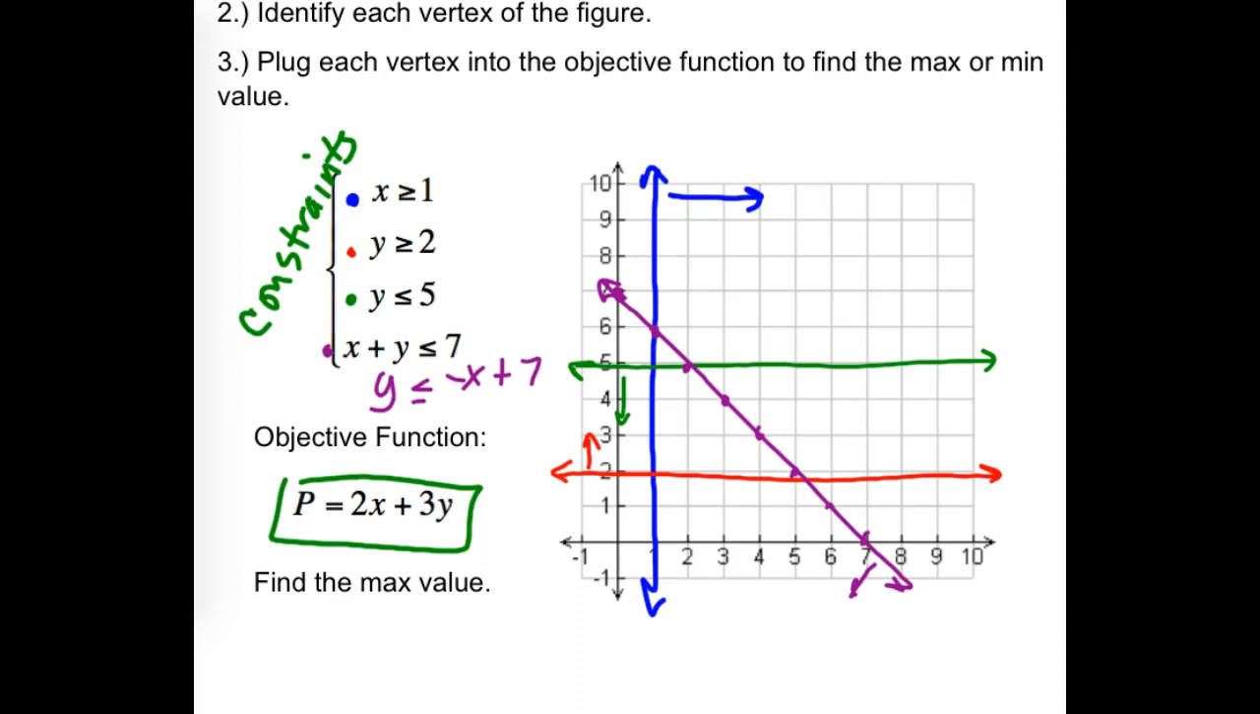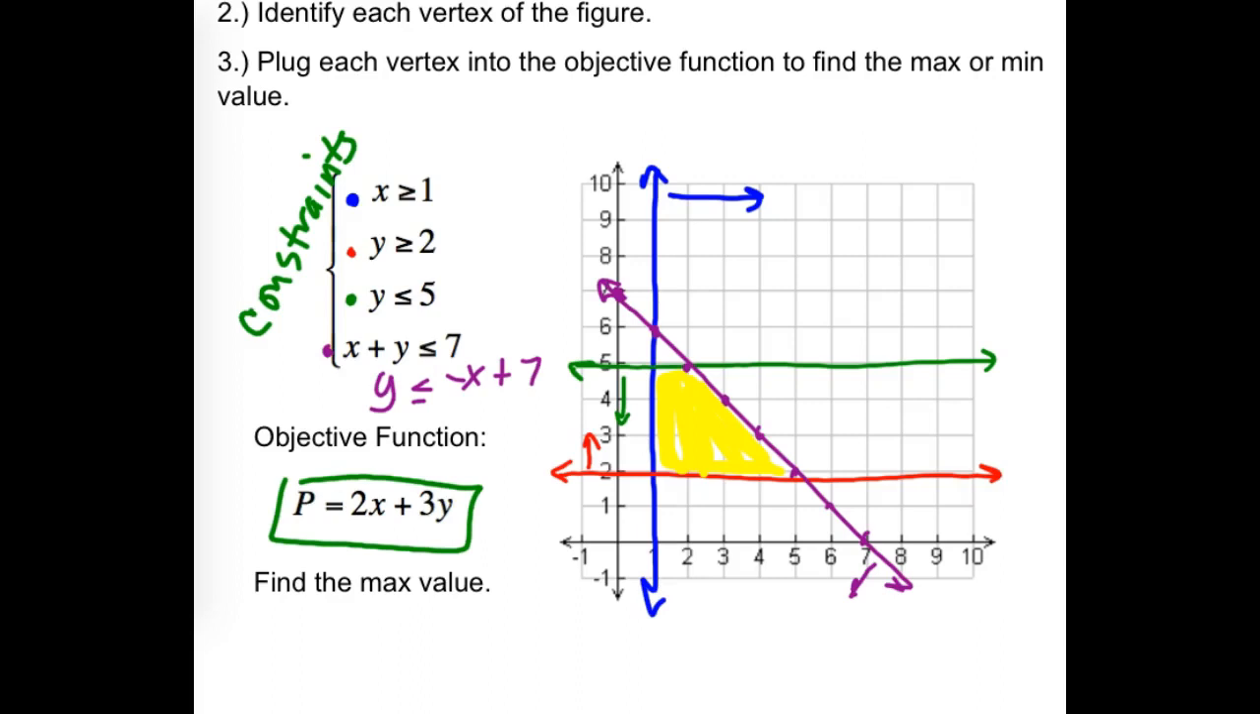So if I have to be above red, below green, to the right of blue, and underneath purple, my feasible region would be in here. Wait, no, it's not a trapezoid. Is it? Yes, that is a trapezoid. Oh, bam! Let's go, boys. Right angle. Okay, and right angle.